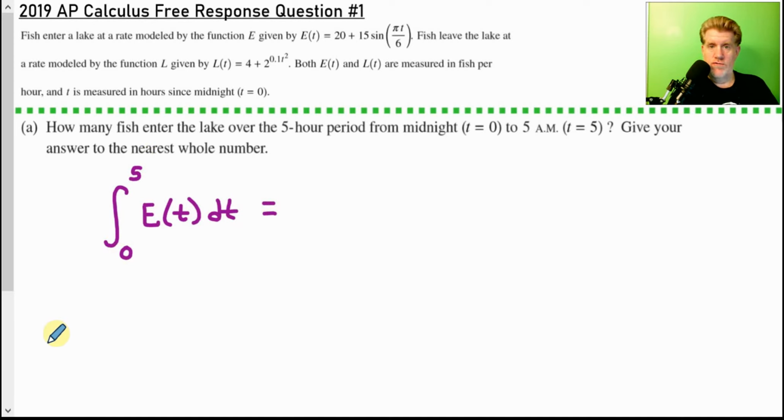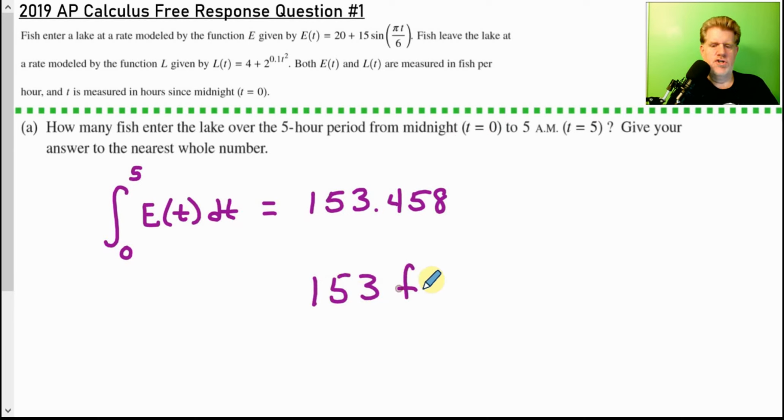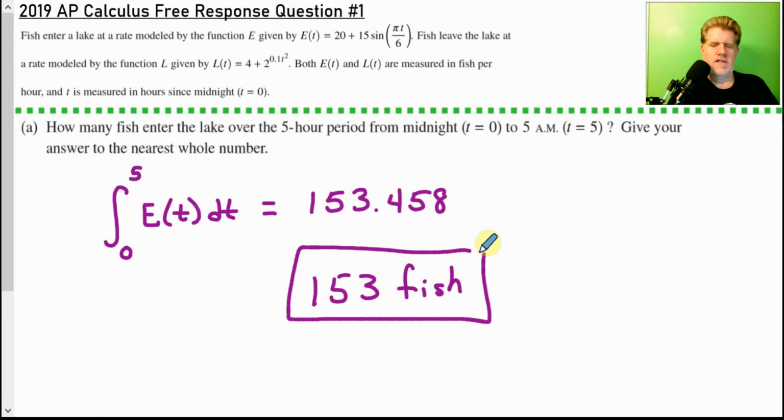Make sure you are in radians and not degrees. That's a big deal right there. And when you get that, you get 153.458. And it says answer to the nearest whole number, so we have 153 fish that have entered the lake since midnight to 5 o'clock.